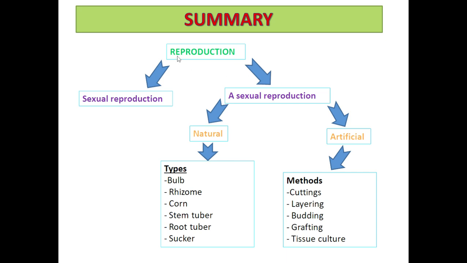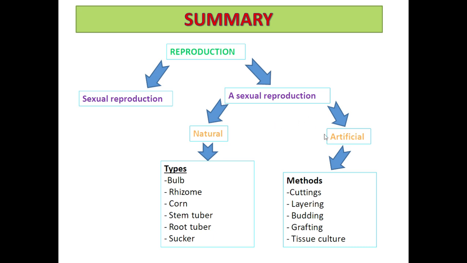Here we have the major topic, which is reproduction. We said there are two types: sexual and asexual. The sexual involves sex cells that are produced by the flower of the plant, and they normally produce seeds, and when you plant those seeds, of course you get new plants. Asexual methods do not involve the use of seeds or flowers. In other words, they involve the leaves, the stem, the root, the buds, all the vegetative parts.